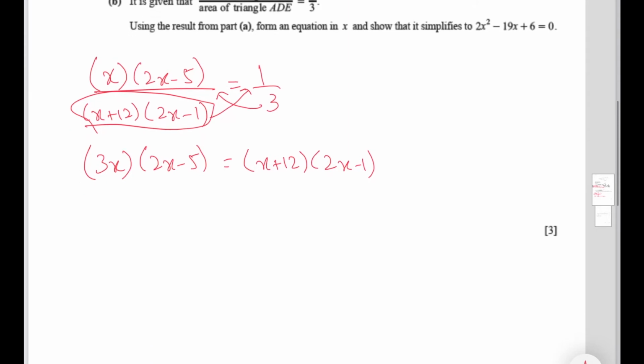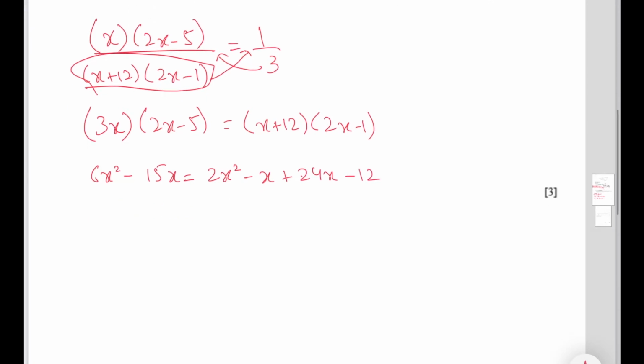So the next thing is that we start opening this up. 3x times 2x gives us 6x squared minus 15x equals x times 2x gives us 2x squared, x times 1 gives us negative x, 12 times 2x gives us plus 24x, and then 12 times negative 1 gives us negative 12. So let's move everything to the left side. We get 6x squared minus 2x squared minus 15x plus x minus 24x plus 12 equal to 0.